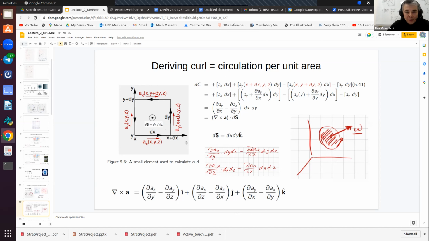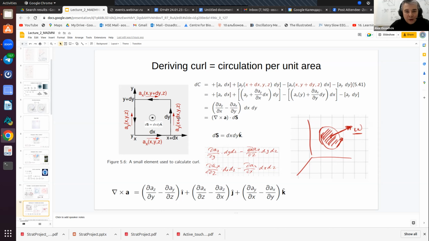Okay, the trick is exactly the same as before with divergence. So basically Ax times dx along this side, then the field has changed because we are now at coordinate x plus dx, so it will be the Ay, the y component, here, right? Because only the y component contributes to the circulation, because the x component is perpendicular to this side, right?